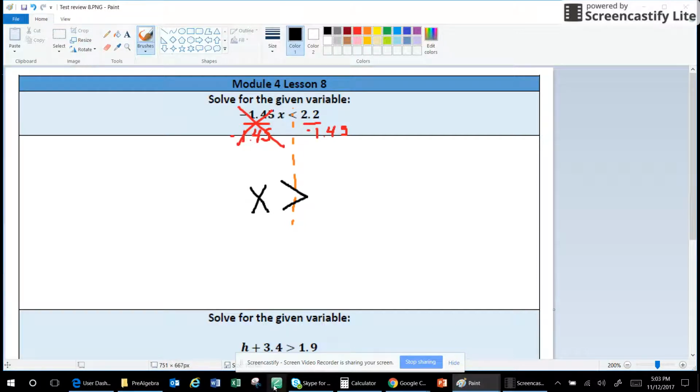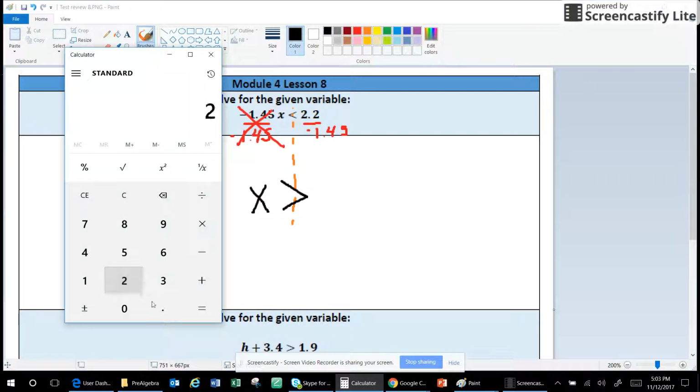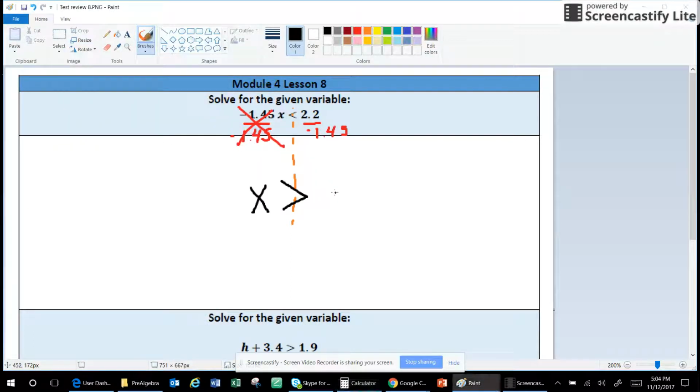And now I have a calculator problem. 2.2 divided by 1.45 negative. Remember, turn the negative after you put the number in. And we get negative 1.52, and we'll just round it off at the second decimal.